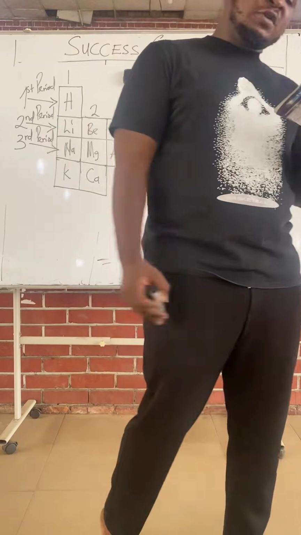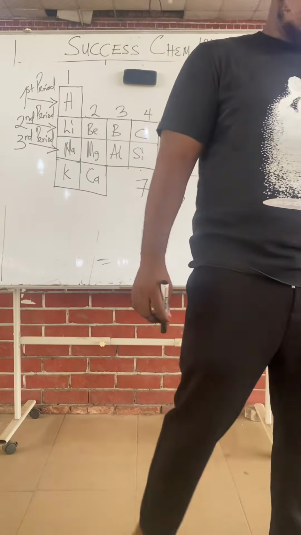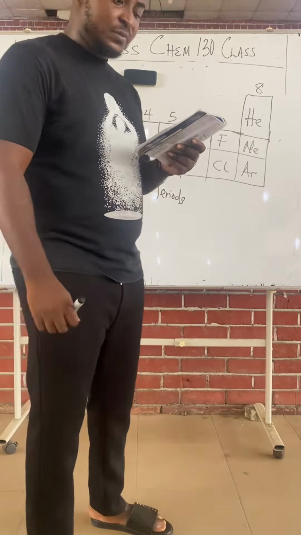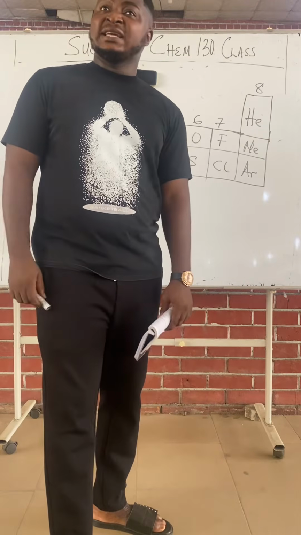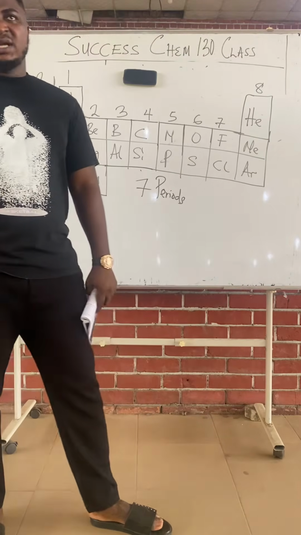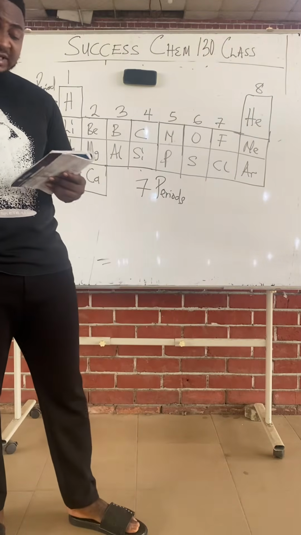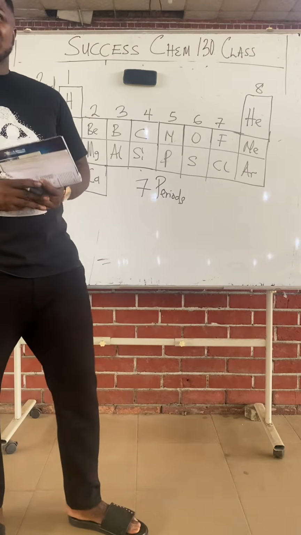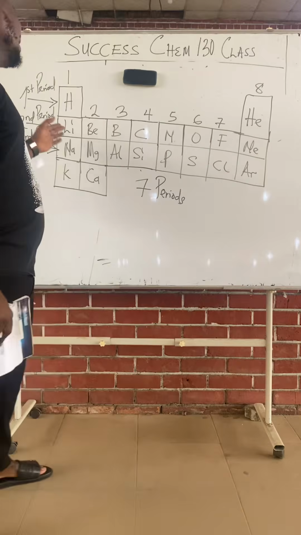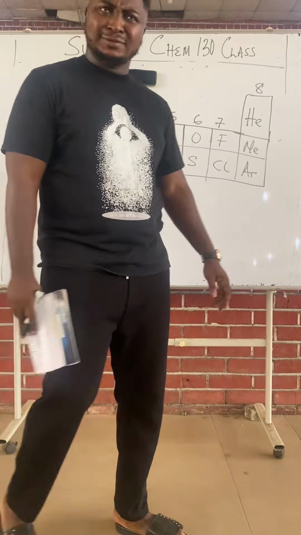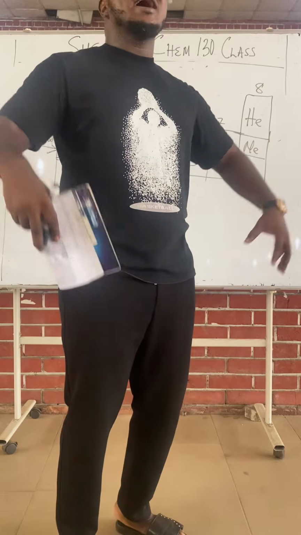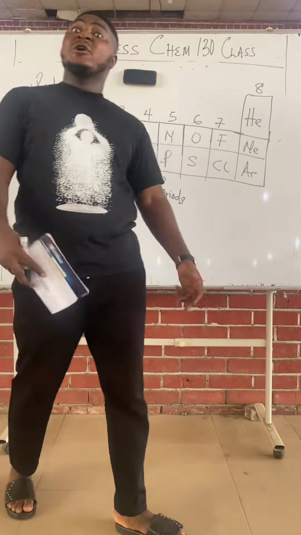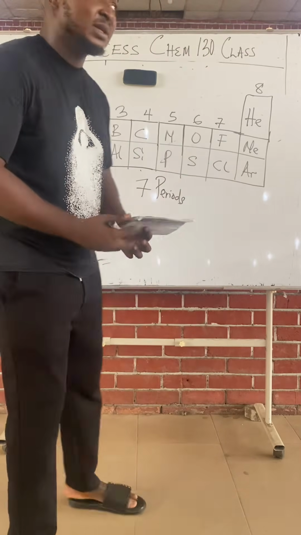So class, each period represents the number of shells or energy levels present in an atom. Class, very interesting. Are you aware that all elements in period 2 have 2 shells? So the period an element falls under helps us to know the number of shells the element has.